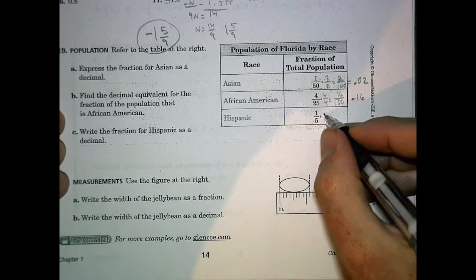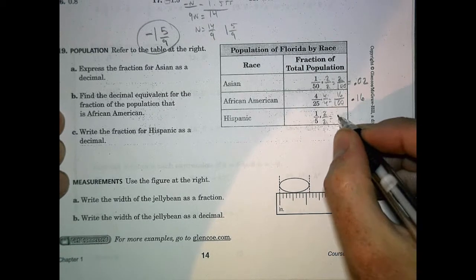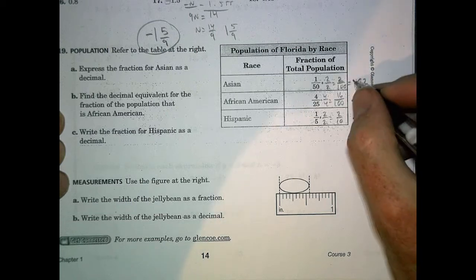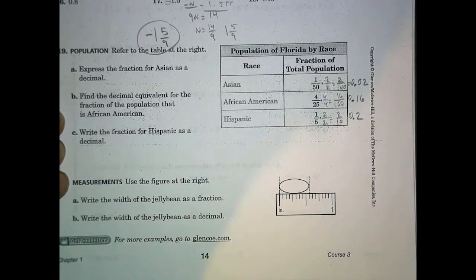And this one here, I'm going to multiply by 2. So I get 2/10 and write it as 0.2. Again, I could put the zeros in front for these if I want to. It's all the same.